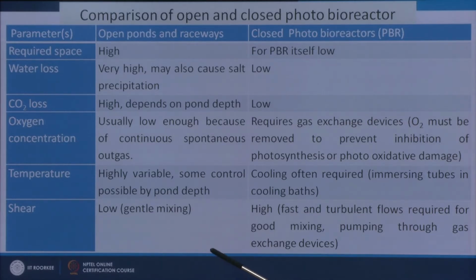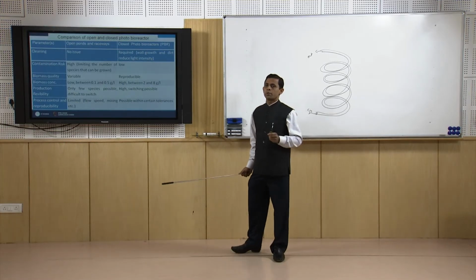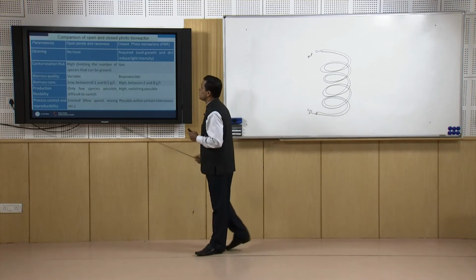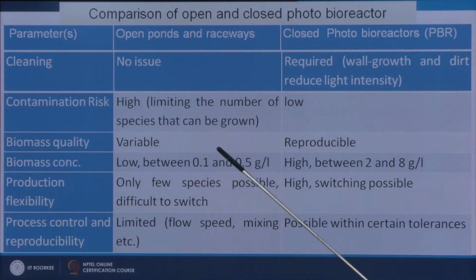And the shear, and then we are coming to cleaning. Cleaning requirement is higher in case of closed photobioreactor, because in open pond we do not need to clean the system, but closed systems require cleaning. Contamination risk is low in case of closed photobioreactor, which is high in case of open photobioreactors. Biomass quality, obviously you will get high quality biomass in case of closed photobioreactor with more control parameters, but in open ponds we will not have that much quality, and most important, that may not be repeatable also. One time we may get certain biomass, the same conditions we may try to put, and we may not get the same amount of biomass.